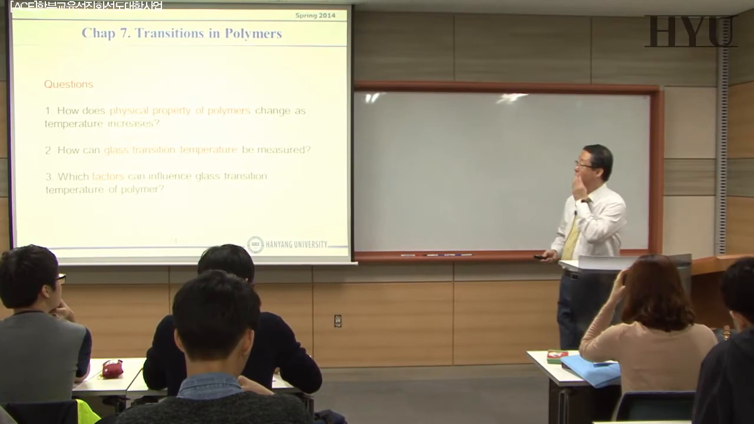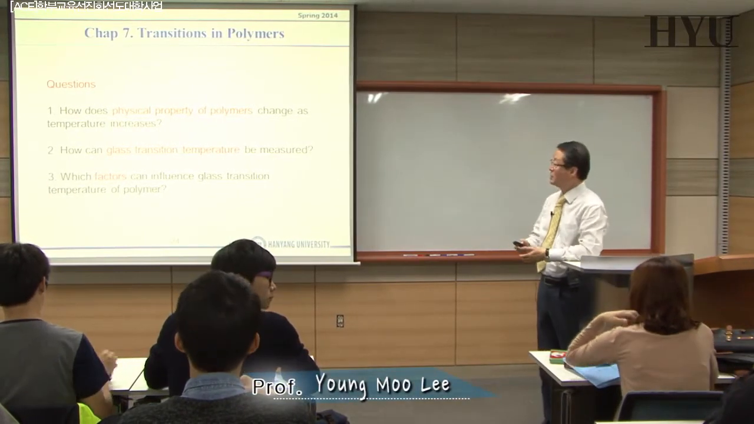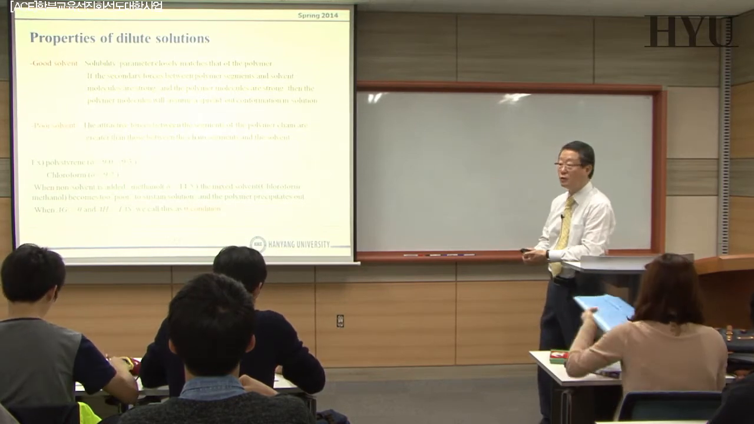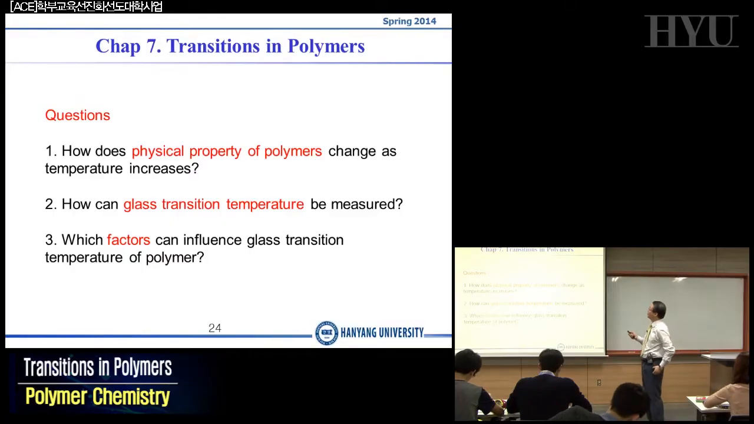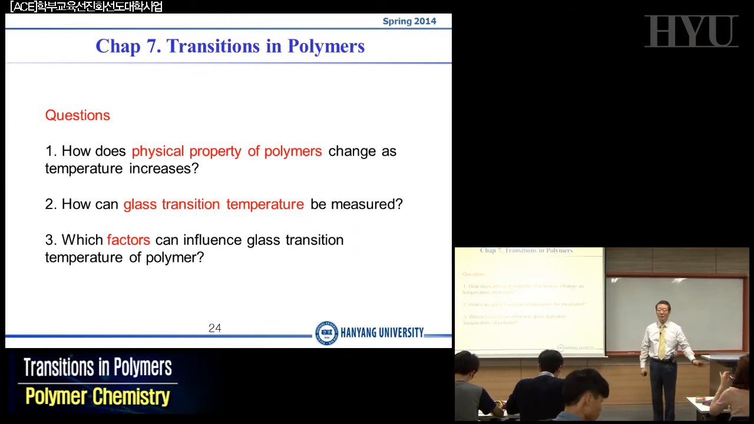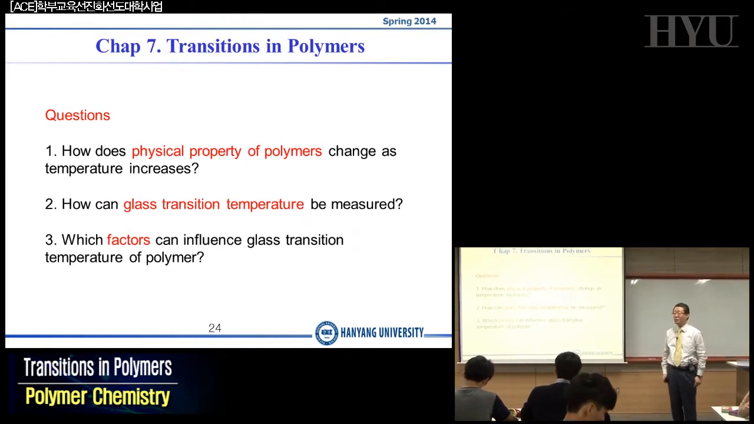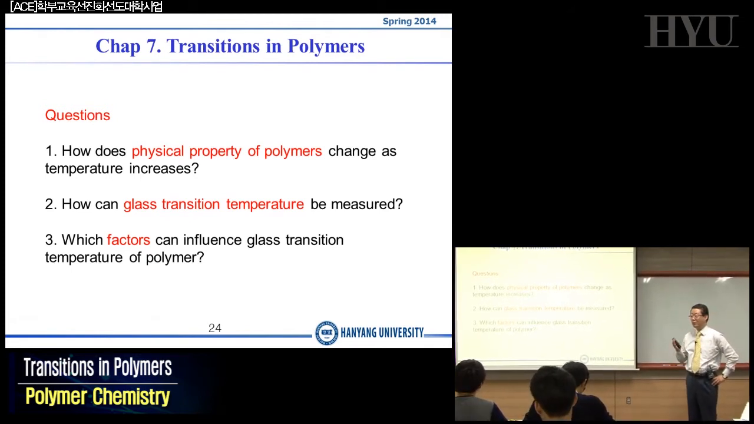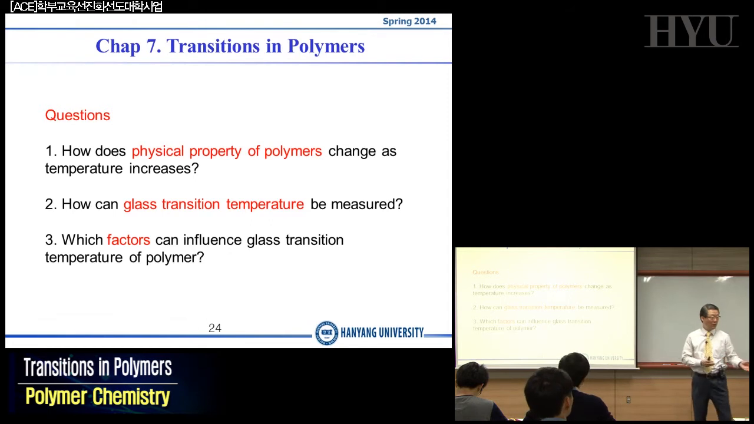Okay, in this chapter, I think last time we talked about solubility and solutions. But today we will talk about the transitions in polymers, where we have already been talking about the glass transition temperature and melting temperatures. And I have shown you last week how to measure the glass transition temperature. But in this chapter, I would like to give you some more details about the transitions.